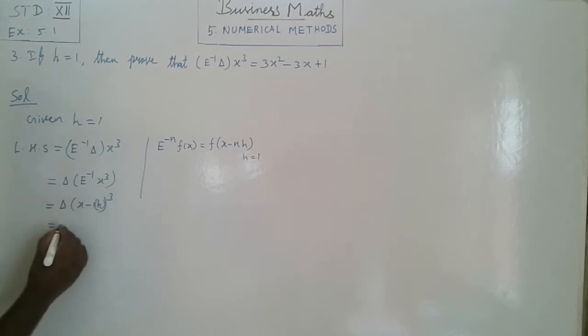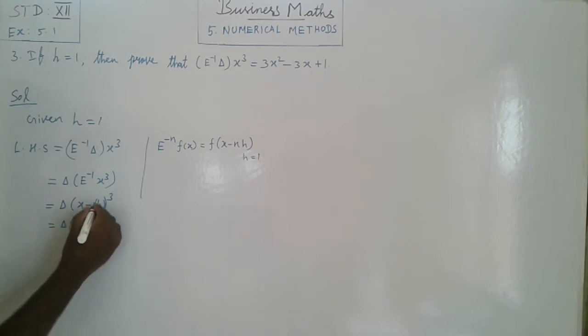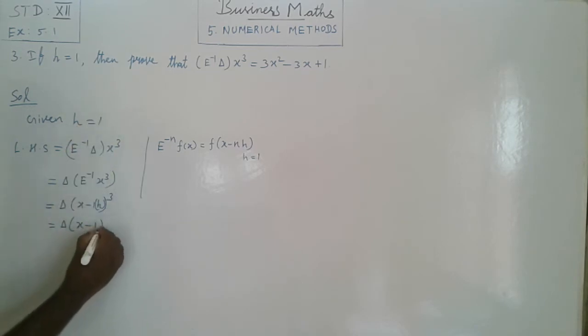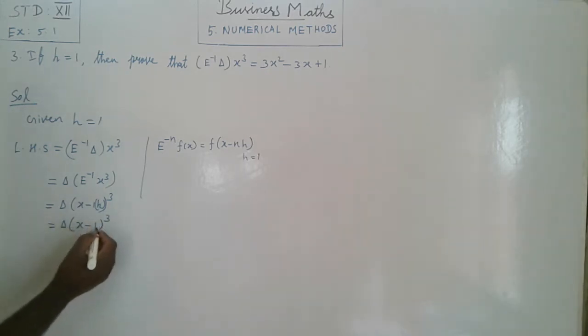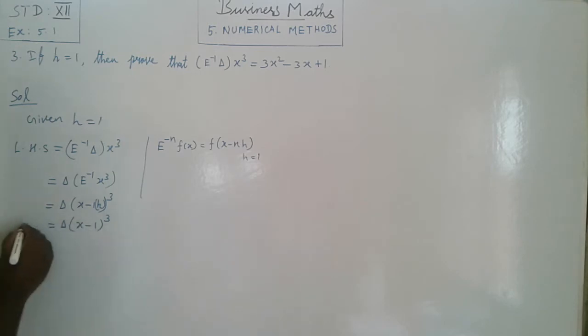That is equal to delta x minus 1 into h, h value we know is 1. So x minus 1 whole cube. So delta into x minus 1 whole cube. So this is the LHS value.